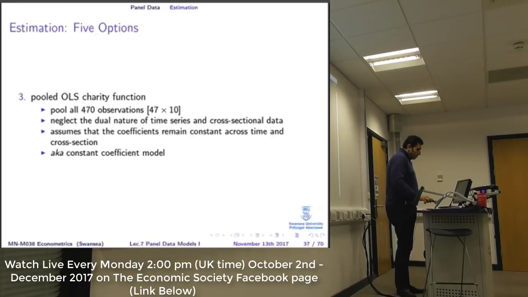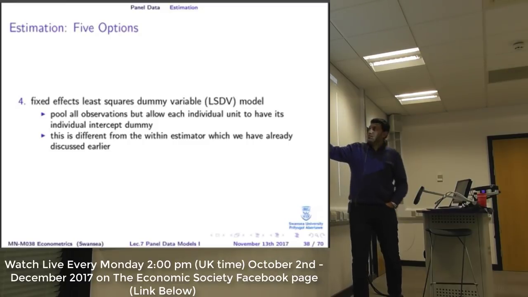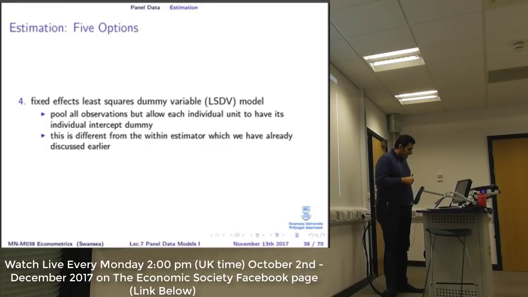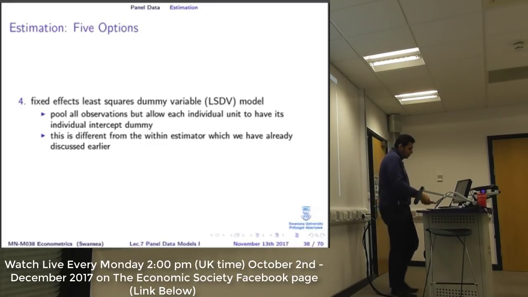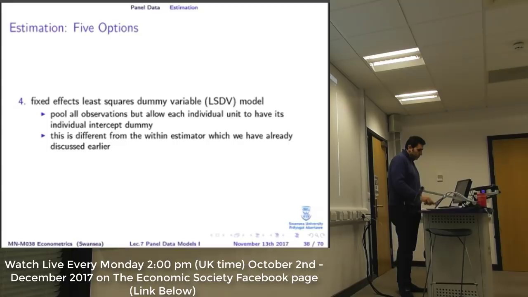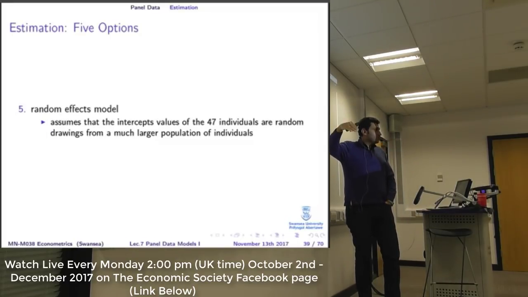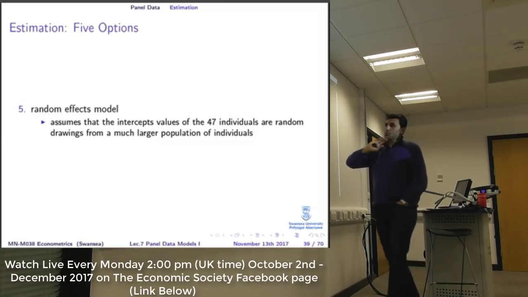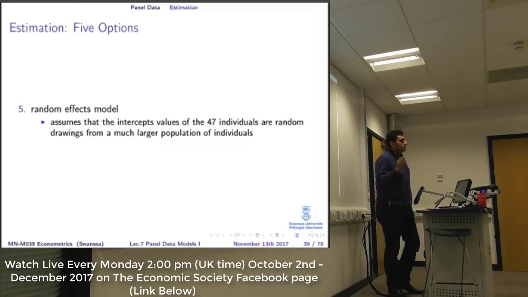So the other option we discussed is the fixed effect model, and we said we could use the least squares dummy variable to estimate that, and again that would allow for different intercepts. And we can also use the within estimator, which we discussed already, but I'll show you an example how to do it in EViews. And the third possibility, so just ignore the first two, because I said these are very naive, and we ignored those. So we've got three possibilities here: the pooled regression, the fixed effect model, and the random effect model.